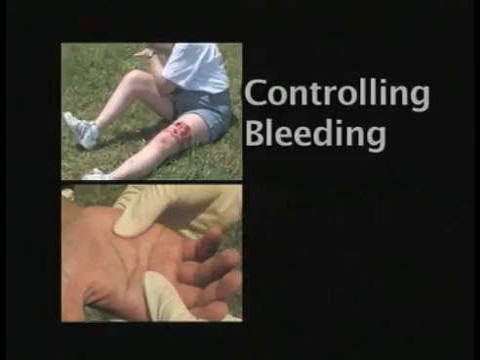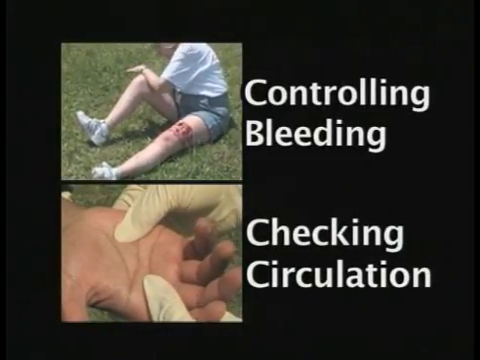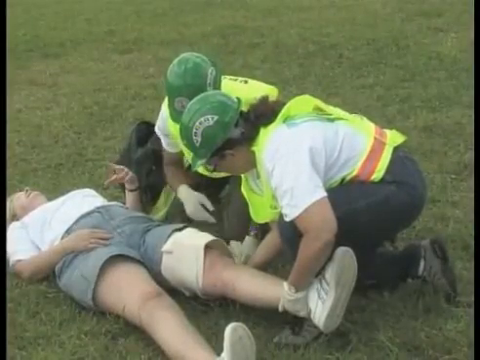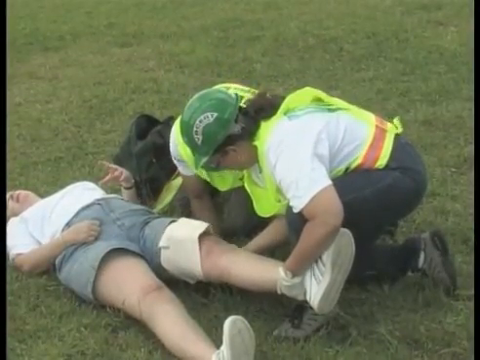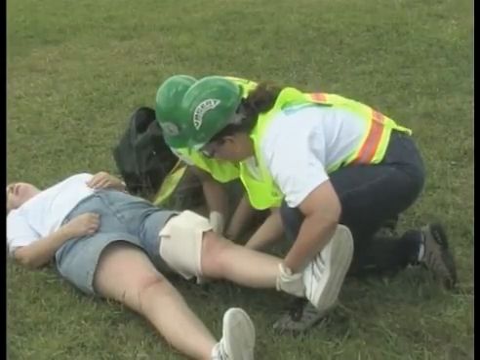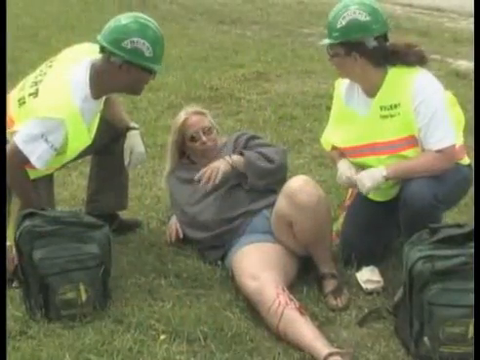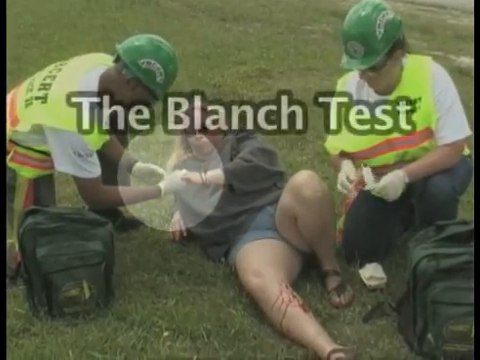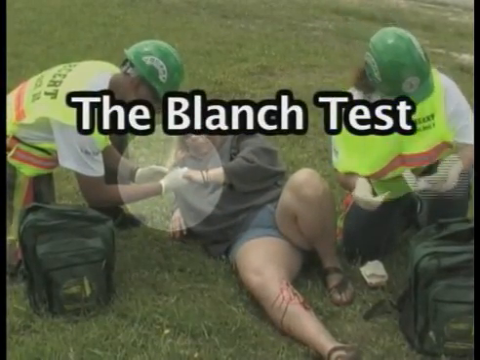This step has 2 parts: controlling bleeding and checking circulation. First, if the victim has severe bleeding, apply direct pressure and elevation to control bleeding. Then tag the victim as I. After controlling bleeding, or if there is no severe bleeding, check circulation using what is known as the Blanch test.